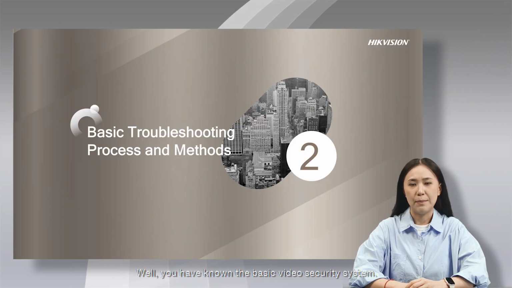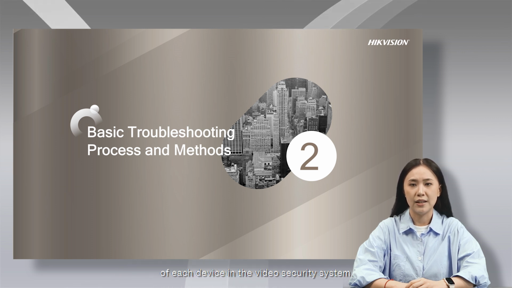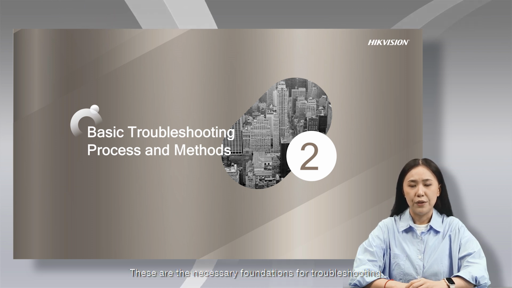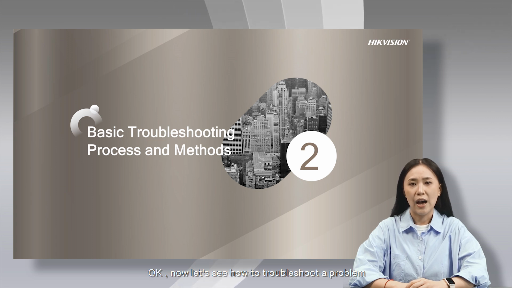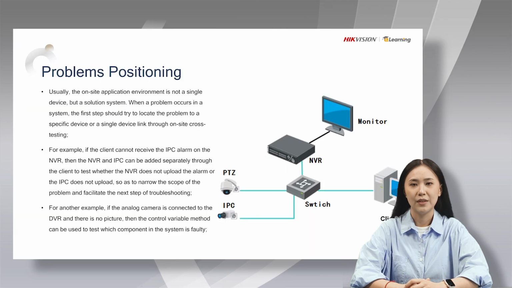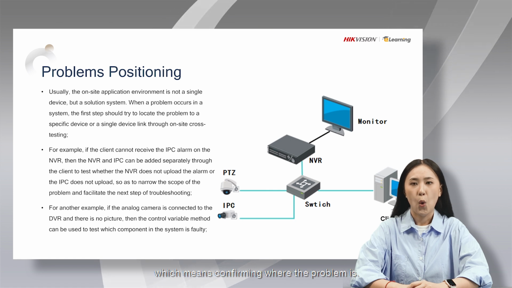Now that you have known the basic video security system, I believe you have a certain understanding of the work principle of each device in the video security system. These are the necessary foundations for troubleshooting. Okay, now let's see how to troubleshoot a problem and what's the basic process. First thing in troubleshooting is problem positioning, which means confirming where the problem is.